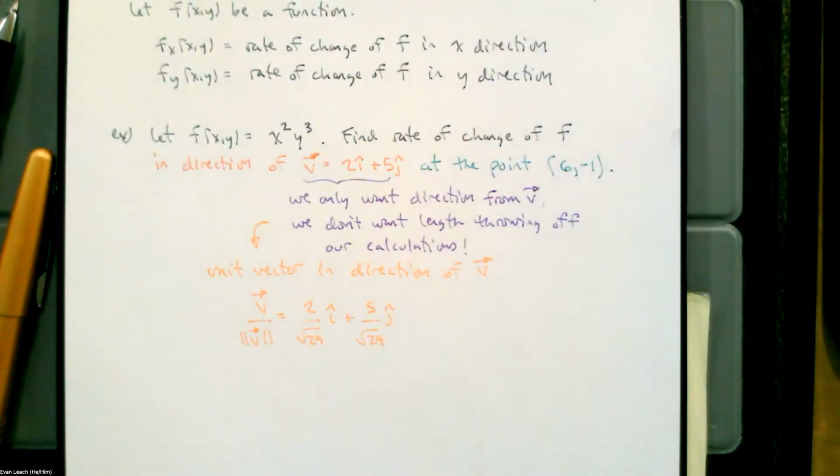So the big question is, how do we take the rate of change of f? How do we find the rate of change of f and see how f is changing in this direction? You have to make it a unit vector. There must be some kind of calculation involved because I said I don't want the length messing up our calculations.